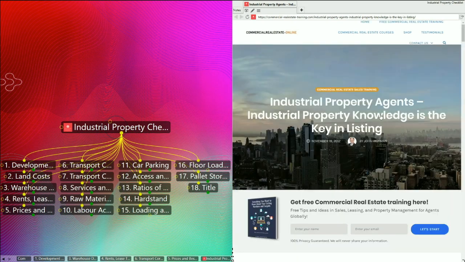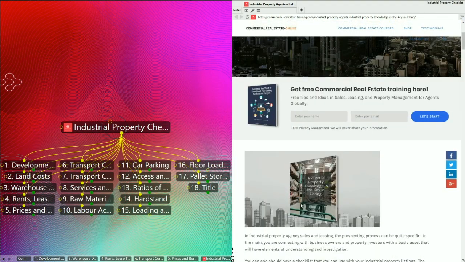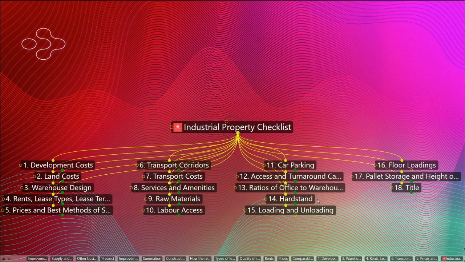So, industrial property knowledge is the key in listing. If you are indeed an industrial agent or would like to be, then you probably should print this article and or get the particular ebook, which is a simple download as a PDF. It is free. So let's go further and have a look at the matrix.